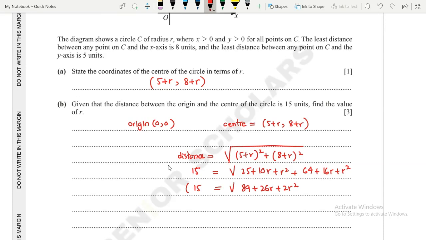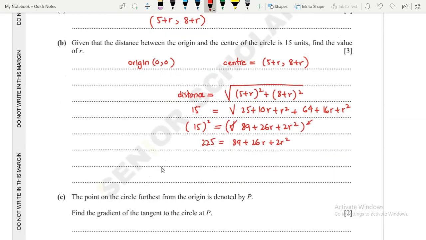Now just square both sides, so the square root will cancel. This comes out to be 225 equals 89 plus 26r plus 2r squared. Then we can solve it using the quadratic equation. 2r squared, and 225 minus 89 is 136, so plus 26r minus 136 equals 0. Let's first simplify it by dividing the whole thing by 2, so it comes out to be r squared plus 13r minus 136 divided by 2, which is 68.